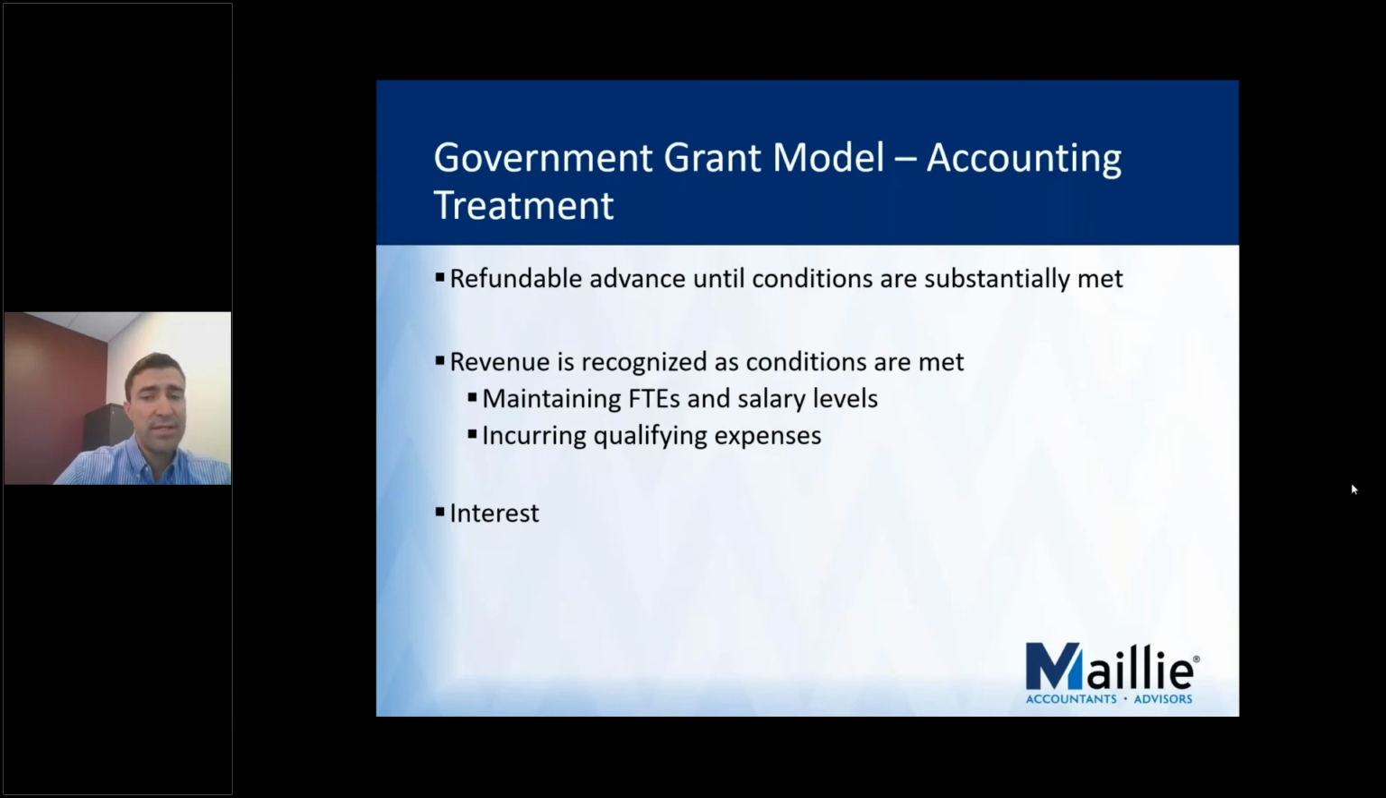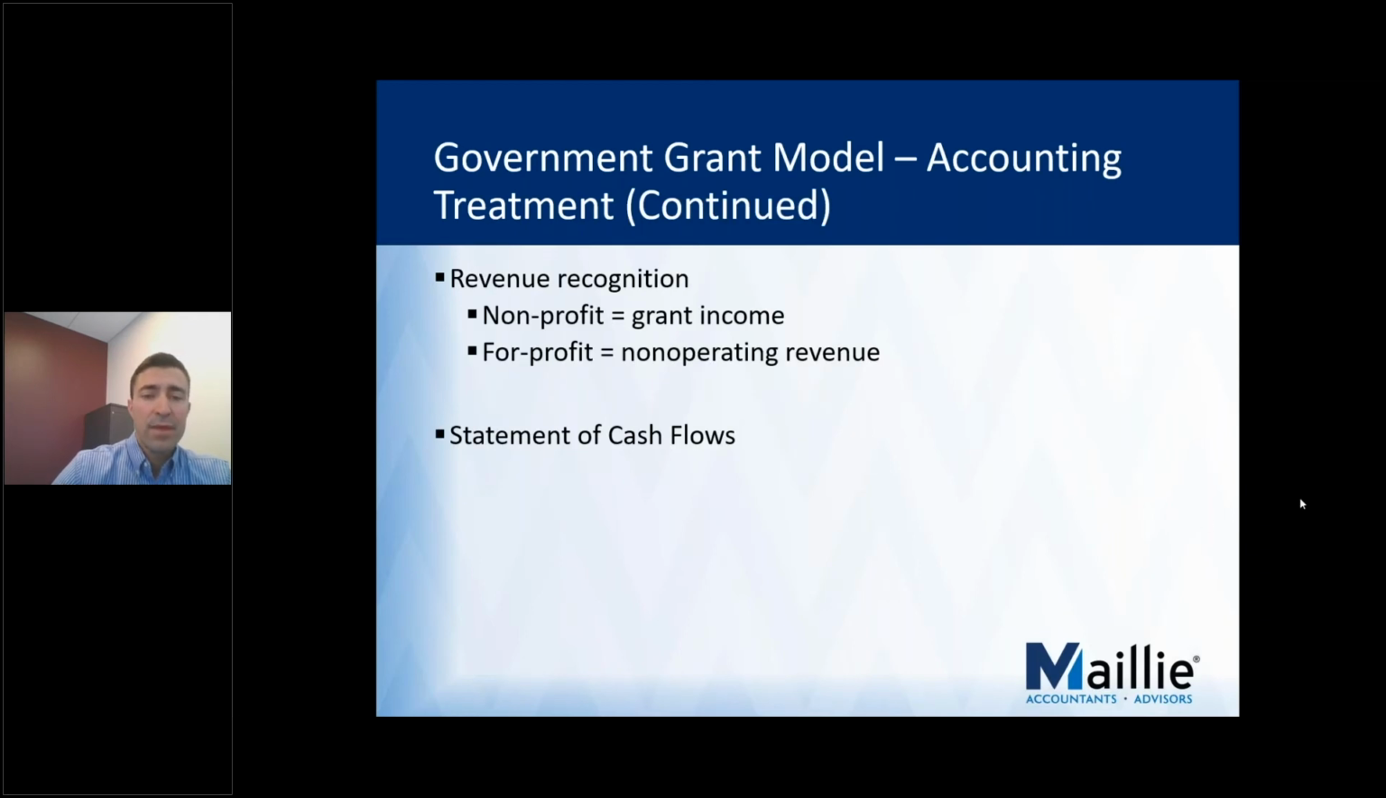Interest guidelines are pretty simple. You would not accrue interest on any amounts that are expected to be forgiven, since it is not considered debt. You would, however, accrue interest on any portion that is anticipated to be repaid. Cash flow considerations, again, pretty basic. Any amounts expected to be forgiven are reported as operating activities. Any amounts not expected to be forgiven are reported as financing activities.